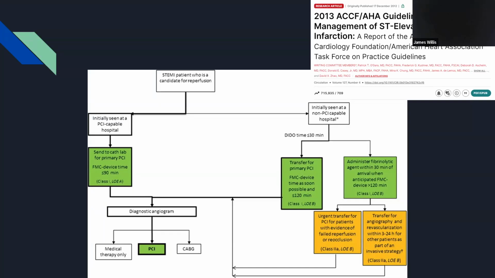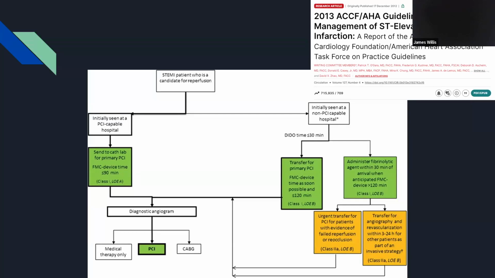And when you read a lot about STEMI management, there's a lot of different time metrics that they care about. So you've heard about door to balloon time, for example. Here they care about door in, door out time because the patient has to be seen at one hospital and then sent elsewhere. So in that case, transfer for primary PCI, and this says FMC.